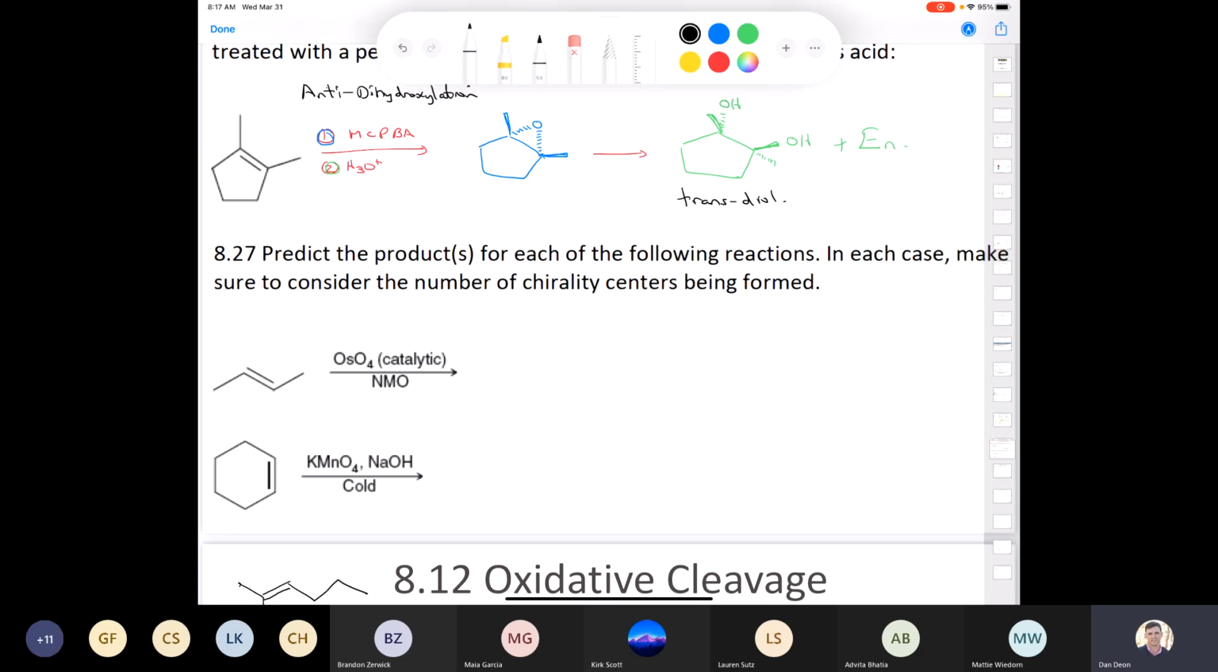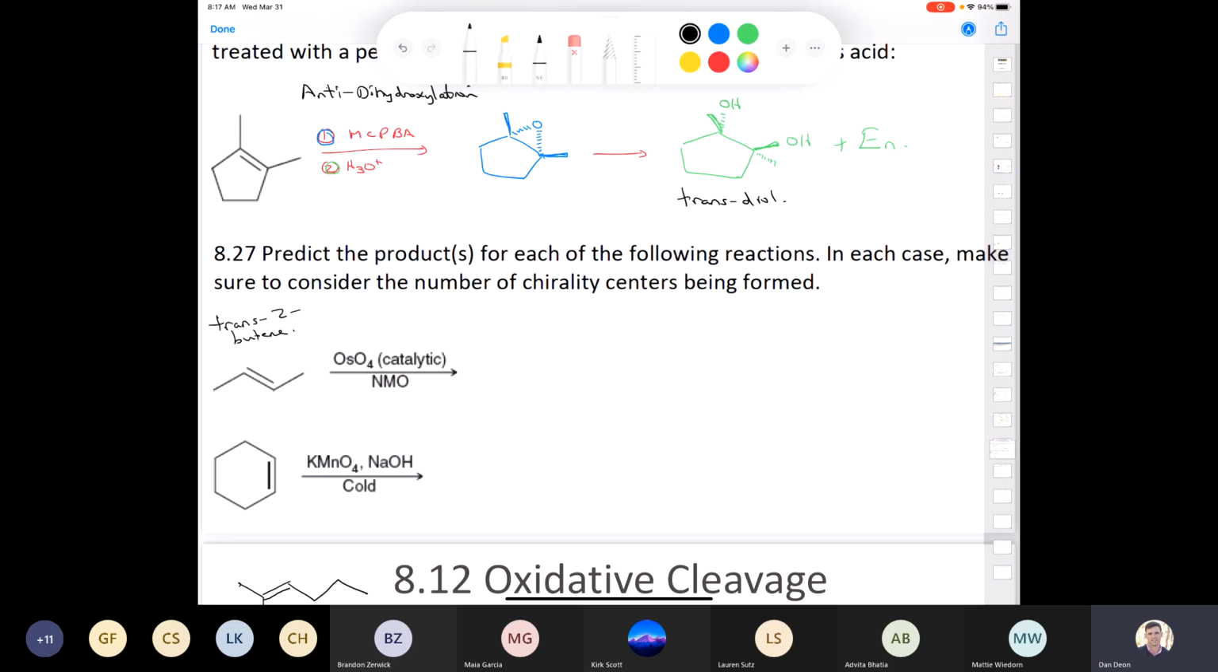Okay. The next one is maybe more in the vein of the actual title of the slide. It says predict the products for each of the following reactions. Make sure to consider any chirality center. So if I take this molecule, which is trans 2-butene, I would love to practice my nomenclature along the way. I take trans 2-butene. I treat it with a catalytic amount of osmium tetroxide and NMO, N-methylmorpholine N-oxide, which is my co-oxidant, which basically just recycles that osmium over and over.